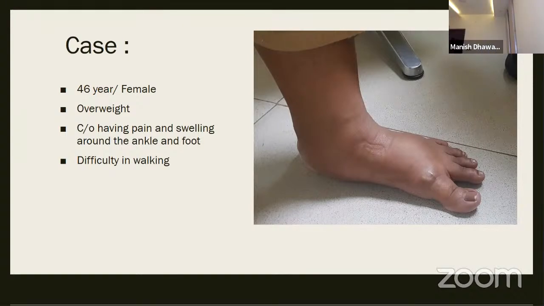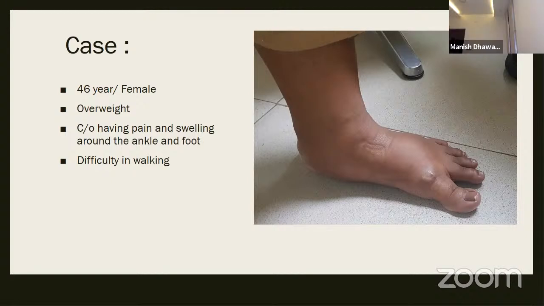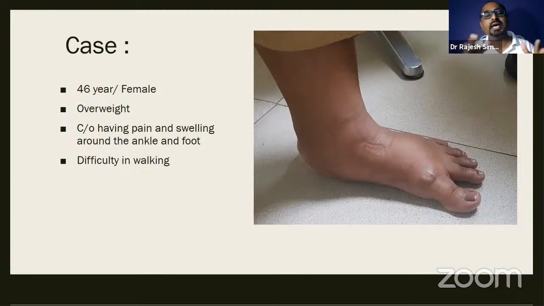Now it is up to us as clinicians to examine and find out where exactly the problem is. They will come with complaints of pain around the ankle and in the foot, and many times in India this is diagnosed as a uric acid problem and all. So you have got to examine here.